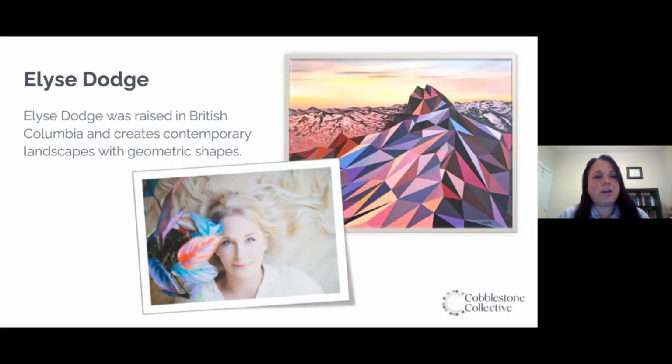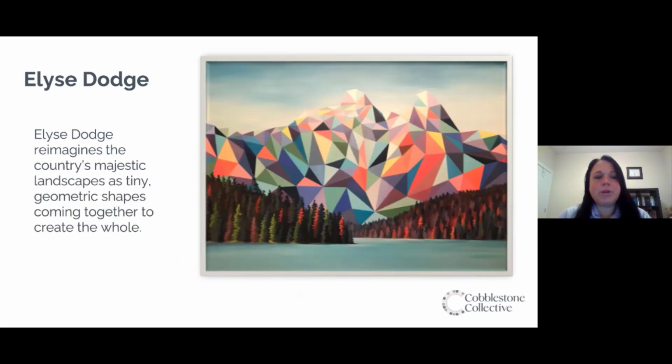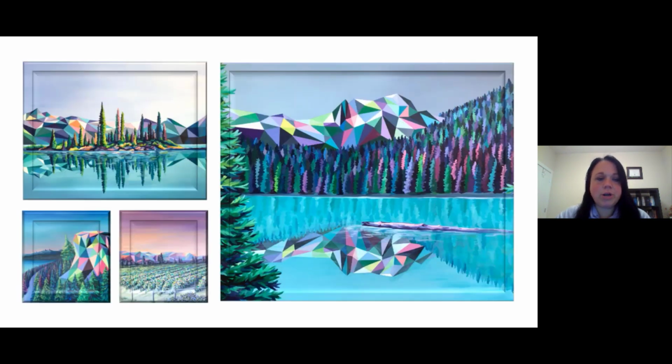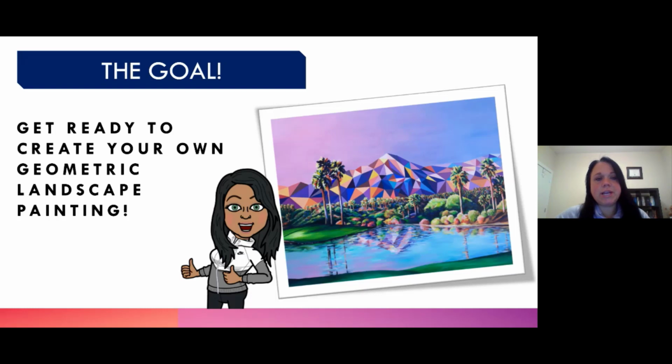If you are not familiar with Elyse Dodge, she was raised in British Columbia, my home province, and creates contemporary landscapes with geometric shapes. Elyse Dodge reimagines the country's majestic landscapes as tiny geometric shapes coming together to create the whole. She travels around and takes beautiful pictures with her camera, and then recreates them with geometric shapes, and they are absolutely brilliant. A couple more pieces of her work just to get familiar with it. And another one. So your goal today is to create your own geometric landscape using Microsoft PowerPoint.